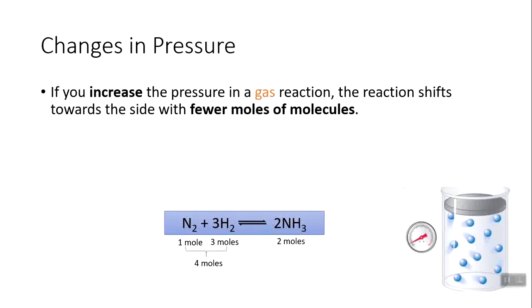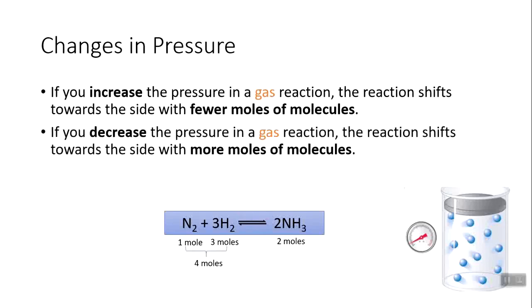So if you increase the pressure for this reaction, the reaction shifts towards the side with fewer moles of molecules. So which way will the reaction shift for this example? If you said it shifts right, you're absolutely correct. It's going to shift towards the side with the fewer moles, which in this case is 2 moles.